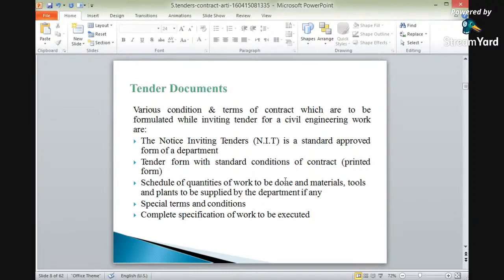Again, the complete specification of work to be executed. Specification is nothing but a specific description. The specific description of the work which has to be carried out is also to be mentioned, whether it is a PCC work, an RCC work, or earthwork in excavation, or different works. So the specific description of that work is to be taken care of.